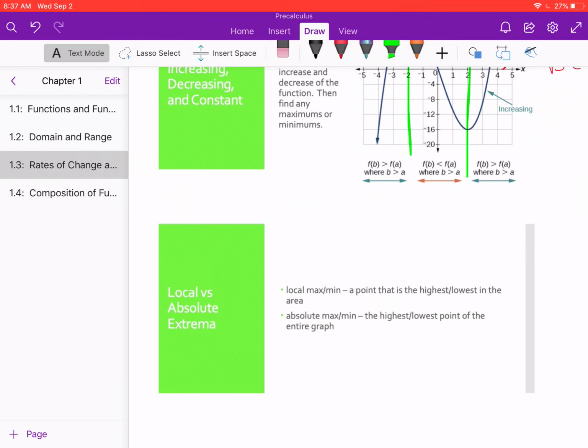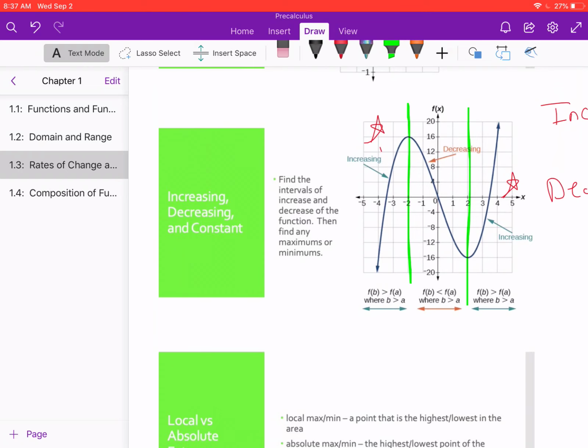We have local and absolute extrema. Extrema are maximums and minimums. Local means it's either the highest or the lowest point in that area. Absolute means it's the highest or the lowest in the entire graph. If we look back here, we've got a maximum here and a minimum here. Those are both local because the graph is going to continue on forever in both directions. It does get higher than this point, and it does get lower than this point, so it's not absolute. That would be local.